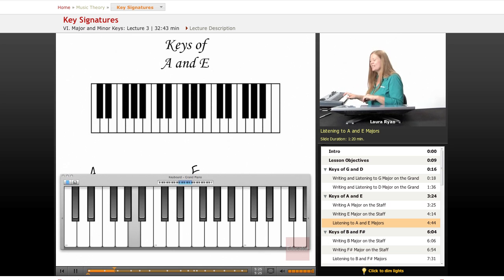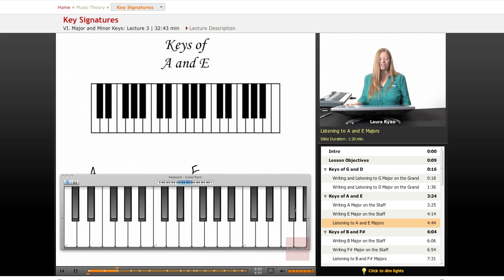Here's our A scale. Here's the E. Let's play them both. So A goes to B, E goes to F sharp. Okay, C sharp and G sharp. Ooh, cool. D and A. E and B. Okay. F sharp and C sharp. G sharp and D sharp. E and A. It's really fun to compare scales like that.